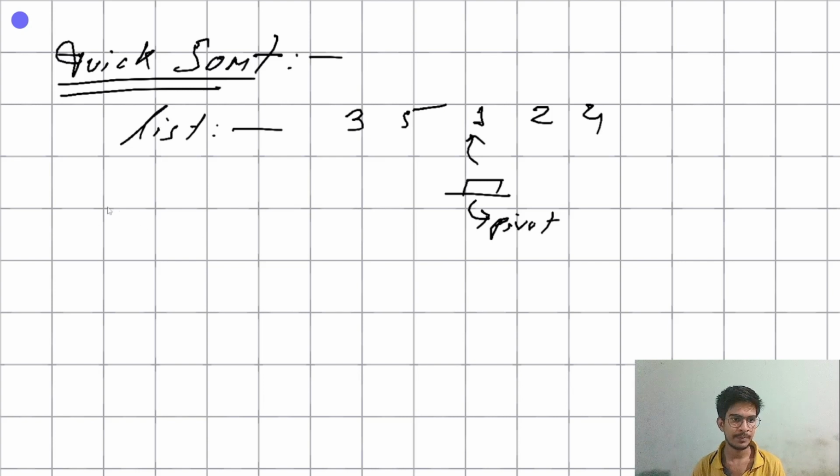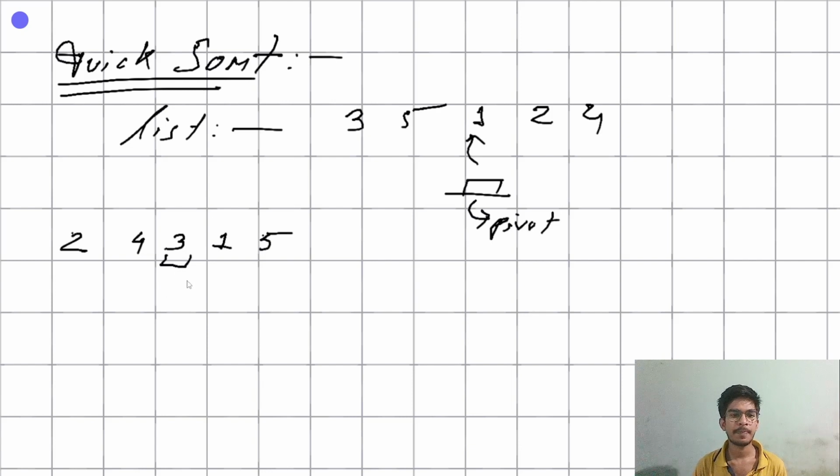Let's take another example. I already said the previous one is a really interesting example, but let's take a different example: 2, 4, 3, 1 and 5, suppose. So 3 is the pivot right now, right?